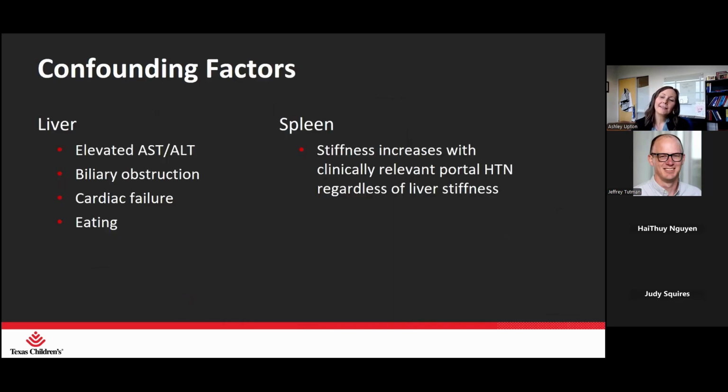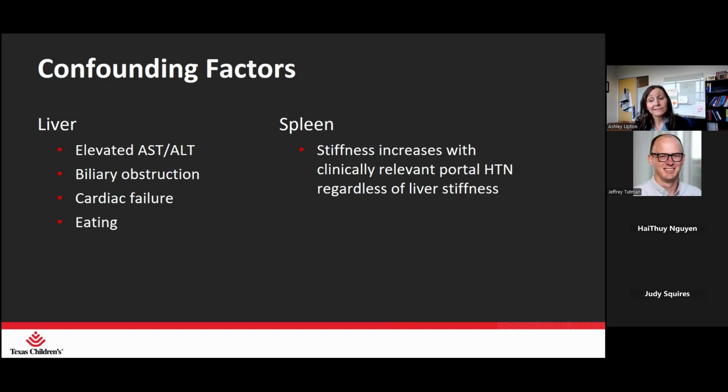So keep in mind, elastography is a measurement of stiffness. It's not a measurement of fibrosis. There are other reasons for the liver to have elevated elastography values. These include maybe elevated AST or ALT. They may have biliary obstruction or cardiac failure. Also, your liver elastography goes up whenever you eat, so fasting is super important when doing these exams. When liver elastography values are normal, they should be taken as normal. But if liver numbers are elevated, they should always be taken in the clinical context.